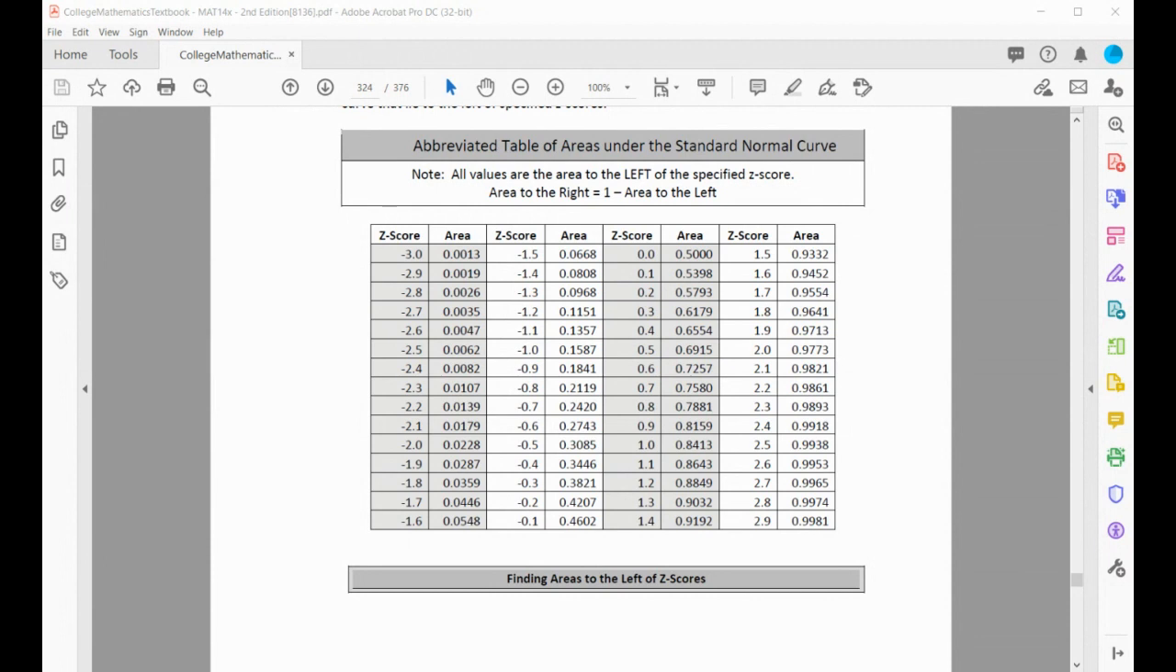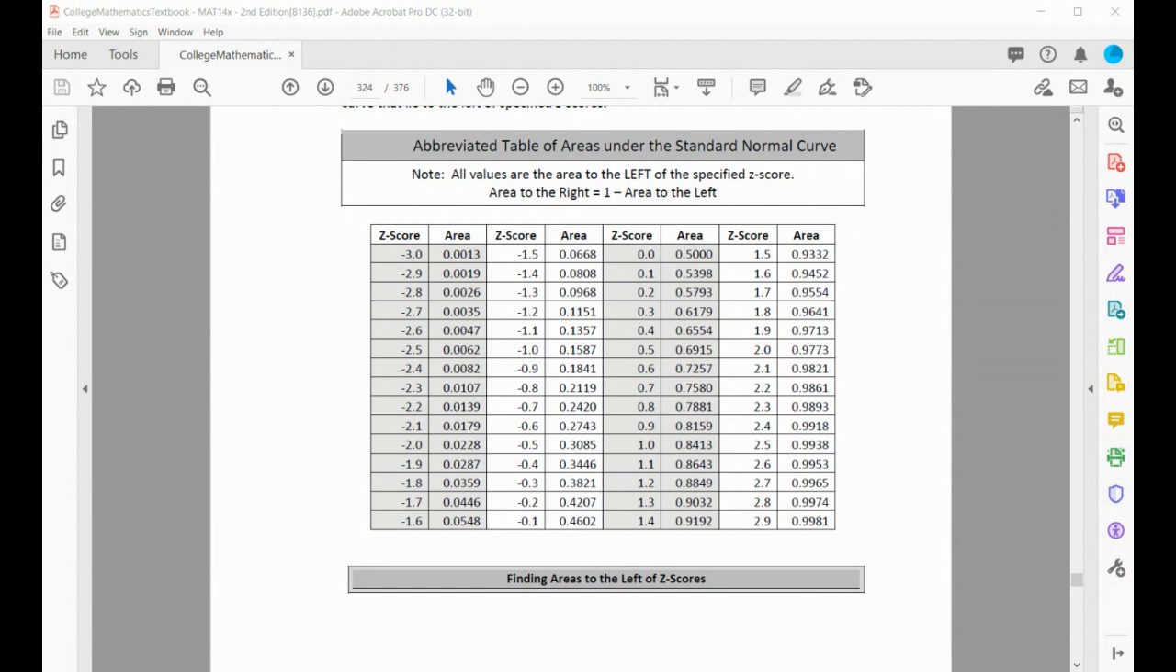So we will use this table from the textbook. You could actually get the area using a calculator. The book does go into that, so I'll let you read that on your own. So that's what the table is.